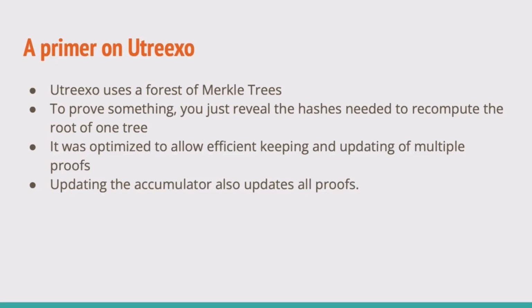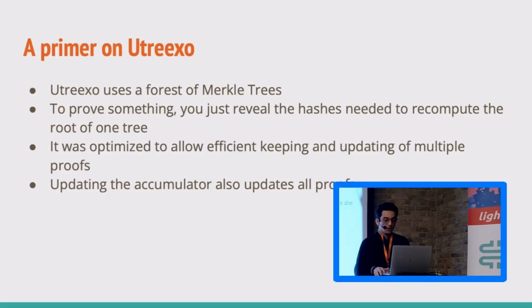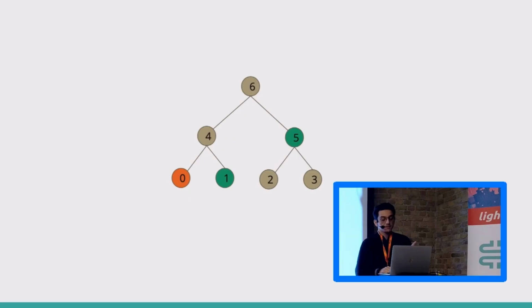Utreexo uses something called a forest of Merkle trees. So yeah, a forest is just a bunch of Merkle trees. I think most Bitcoiners have already heard of a Merkle tree, but I'll show an example of what it means in the next slide. To prove something, you need to reveal the hashes to recompute the roots. So you keep the roots, and someone gives you a bunch of hashes, and you can use them to compute the root. This is an example.